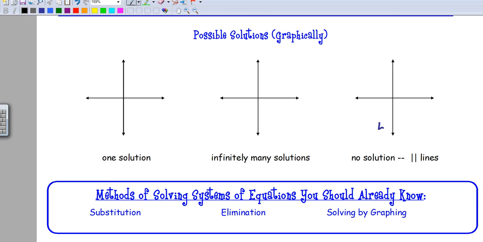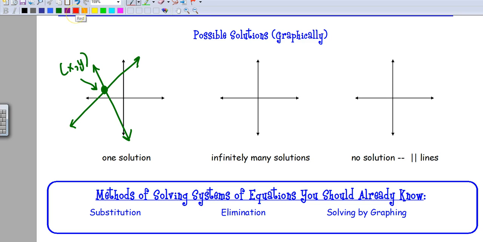When you're graphing, you have three possible solutions. The first is that you have two lines that intersect. This means that you have one solution because there is one intersection point, and that we will label with whatever the point is, x comma y.